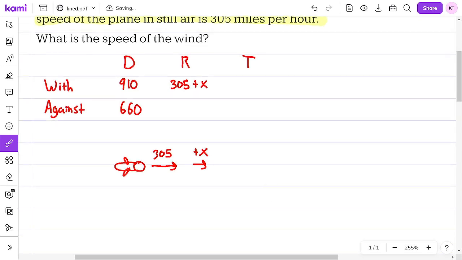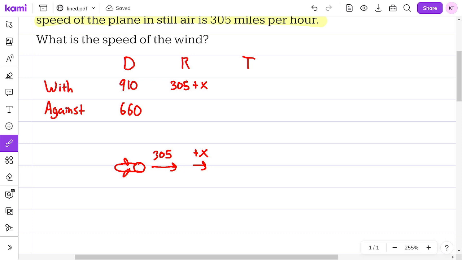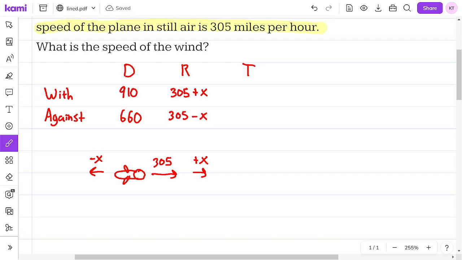On the other hand, if I'm going against the wind, that will make my plane slow down a bit. It won't be going as fast. So therefore, I'm going to be subtracting some speed from it. So to represent that one then, we'll have 305 minus x. So that's how we get our rates, because with the wind, it'll be going faster some amount. Against the wind, it'll be going slower that same amount.